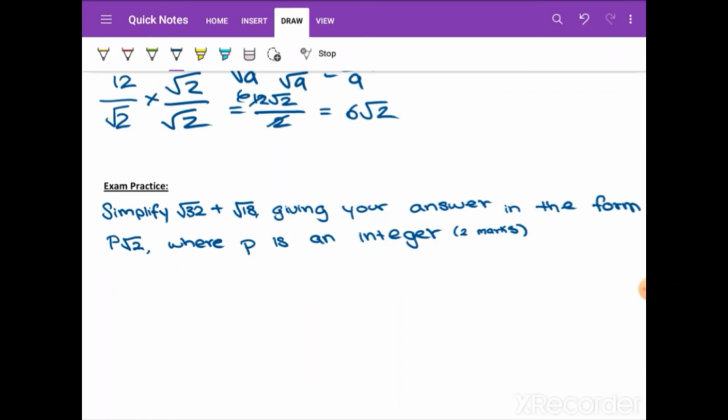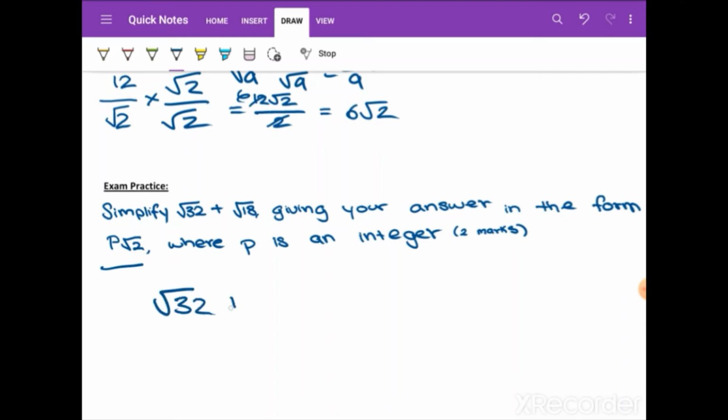Now we will practice an exam question. In this question it says, simplify the square root of 32 plus the square root of 18, giving your answer in the form p times the square root of 2, where p is an integer, for 2 marks.